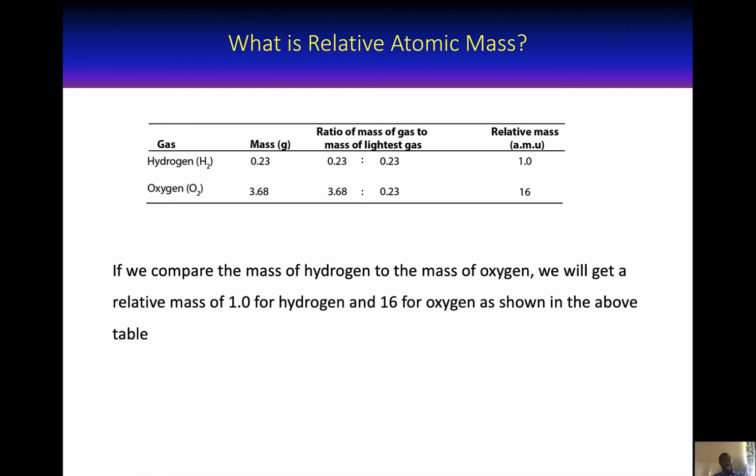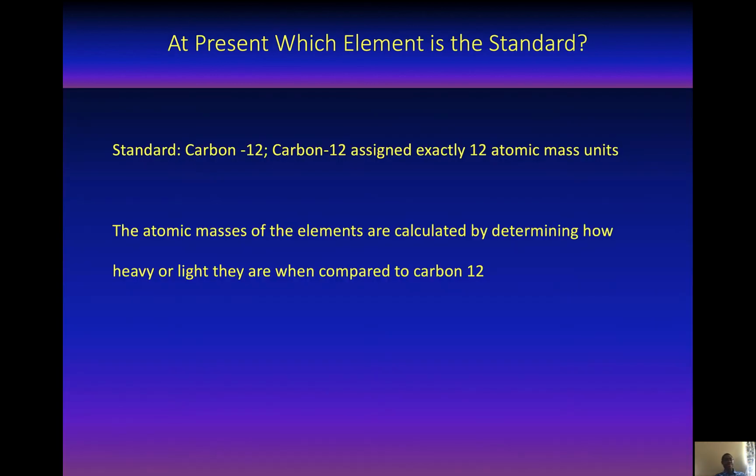Dalton was the guy that proposed this relative atomic mass idea, and he actually used it to determine the relative atomic mass of elements. And he chose hydrogen as the standard because hydrogen was the lightest element known. And from hydrogen, it moved to oxygen. And now it is carbon-12.